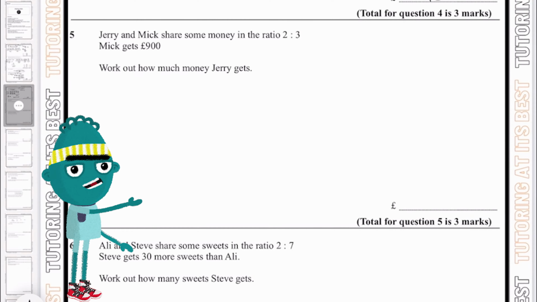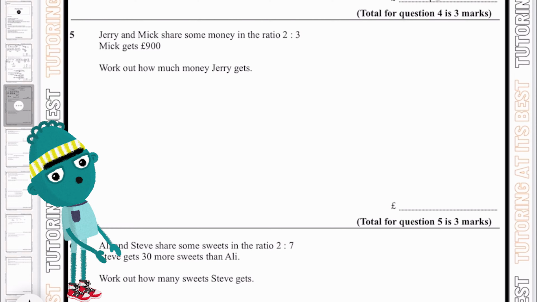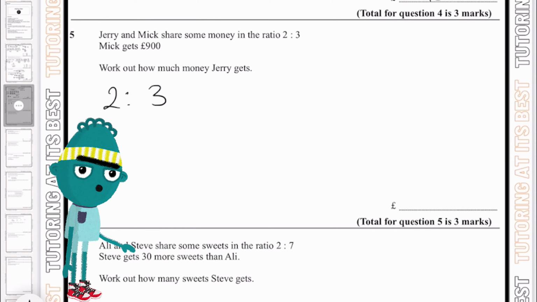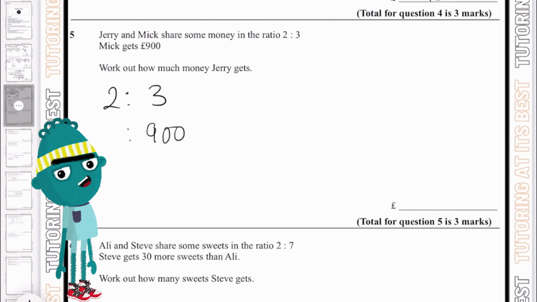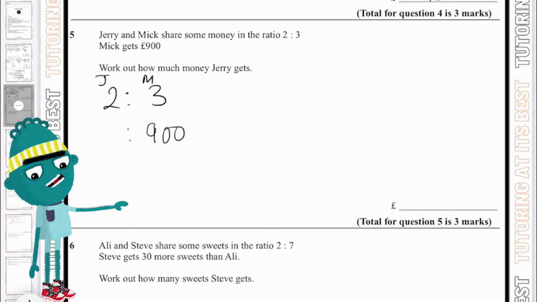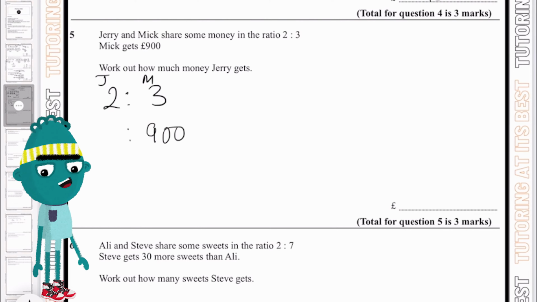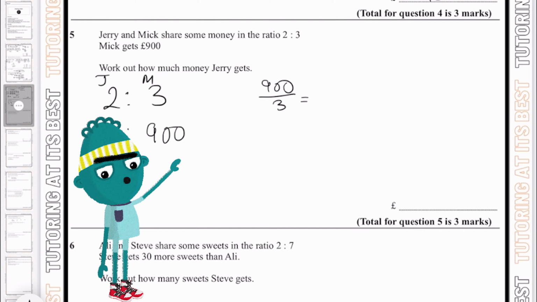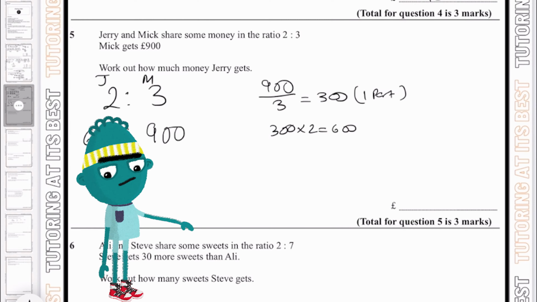Okay, question number 5. Jerry and Mick share some money in the ratio of 2-3, and Mick gets £900. So again, we know it's shared in 2-3, but Mick gets £900. So that's Jerry and that's Mick. So again, what do we need to do? We need to work out 1 ratio, so 1 part, and then times it by 2 to see what Jerry gets. So again, we know 900 divided by 3 equals 300, which is 1 part. We then need to times this by 2, which gives us 600. So now we know that Jerry gets 600.